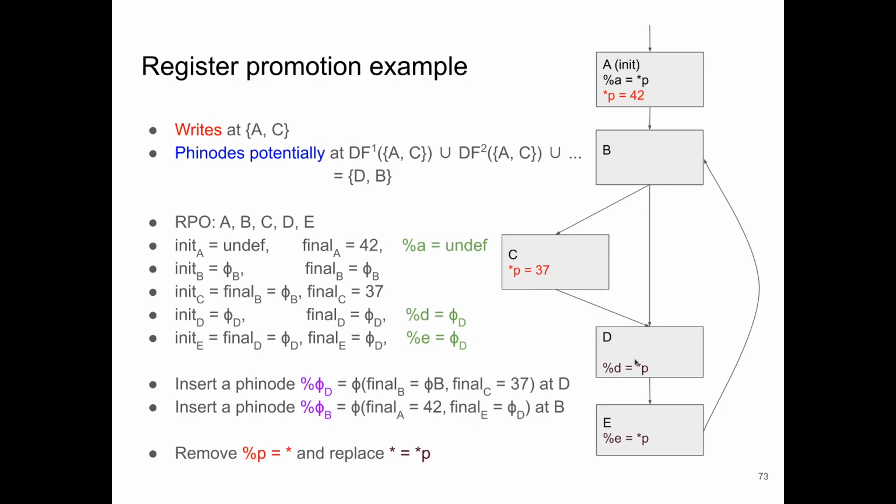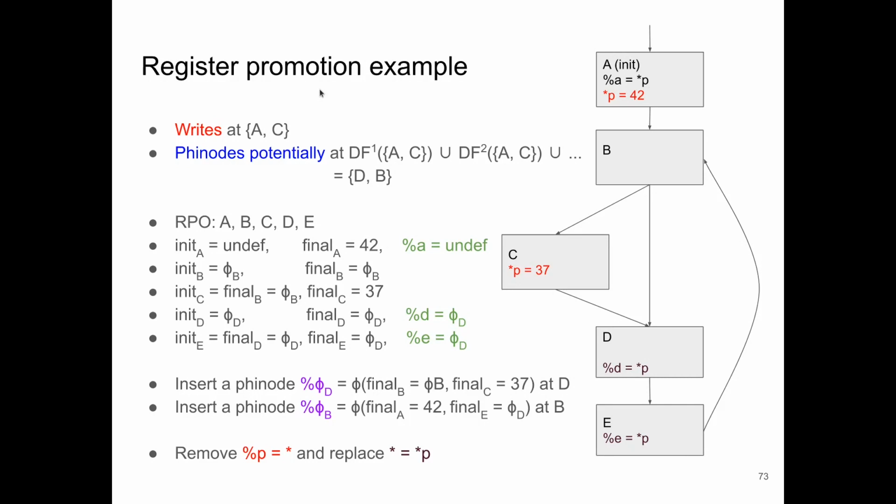In C, we are going to store 37 to P, and it is immediately jumping to D. In D, we're going to load from P and jump to E, and E is also reading from P, and it goes back to B. So let's assume that these P are only used as read-write pointers, and it is promotable. And we want to replace the load instructions with the value, basically a register value.